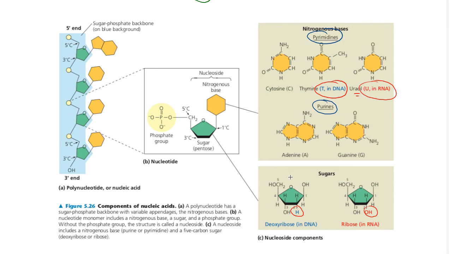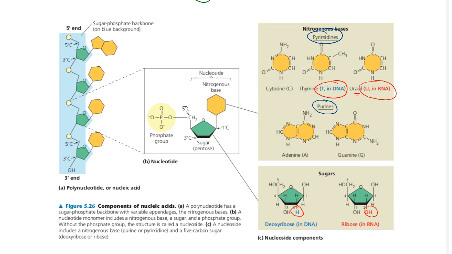Just a note, by the way, about the numbering. Once we attach a nitrogenous base, which as you can see has carbons in it, in order to keep the carbons on the sugar distinct from the carbons on the nitrogenous base, we add a prime, this little apostrophe.